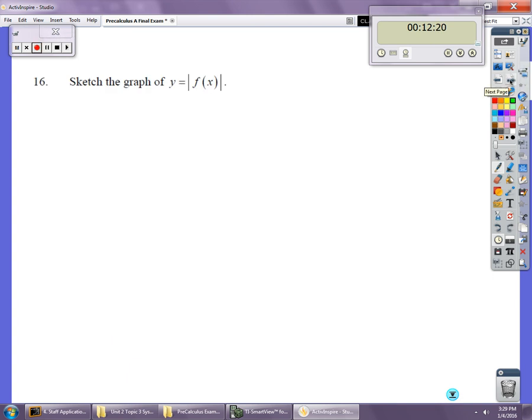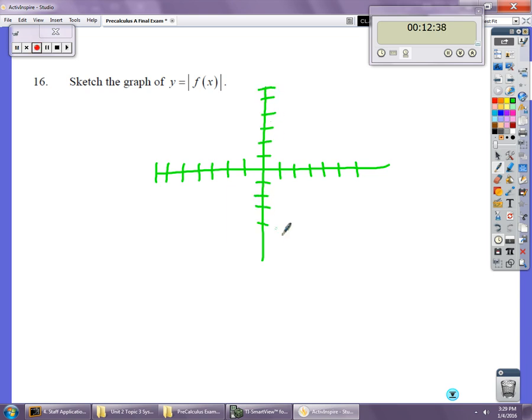Okay, and then the last one, we're going to sketch the graph of that last function. So I'm going to give myself a decent scale here. Okay, it looks like we're taking that last graph, and these symbols mean absolute value, right? Which means it has to be greater than 0. So anything that was negative, we're going to force it to become positive.